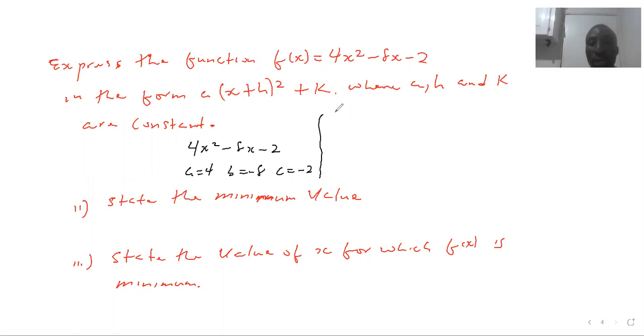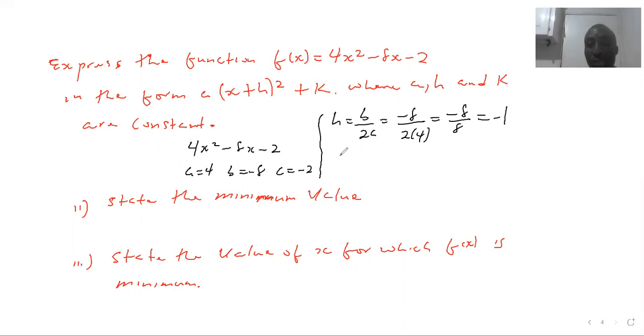So we are going to find h first. h is b over 2a. So my b value here is negative 8 over 2 times a, which is 4. When I work it out, I'm going to get negative 8 over 8, which will give me negative 1.